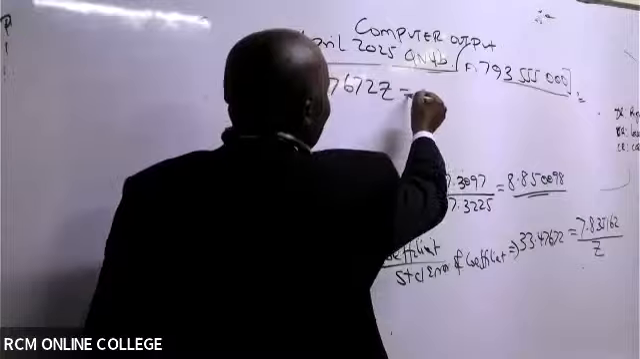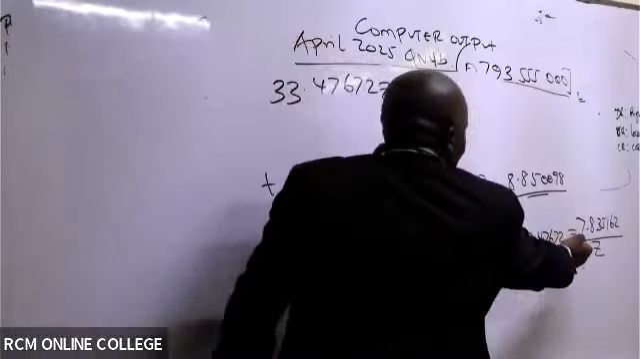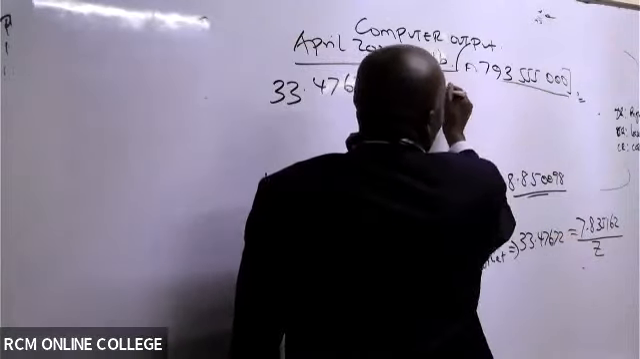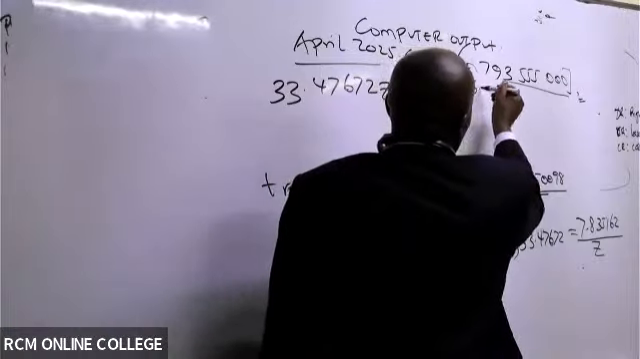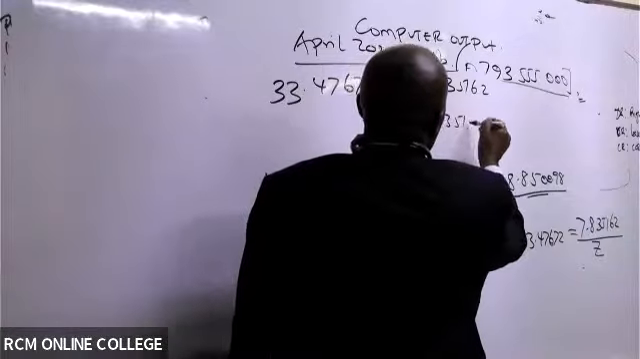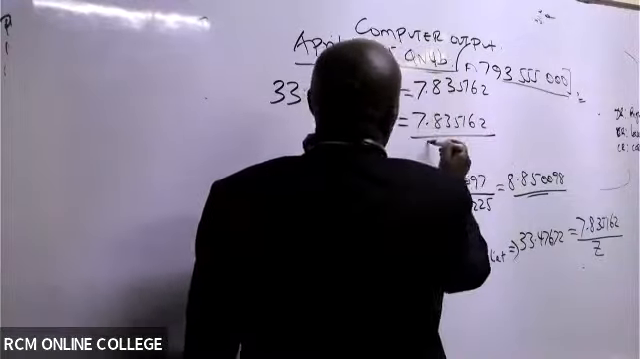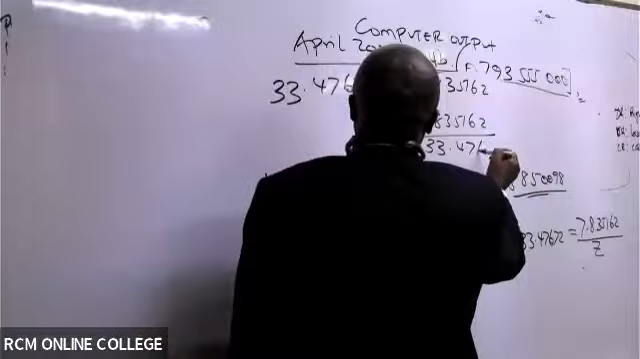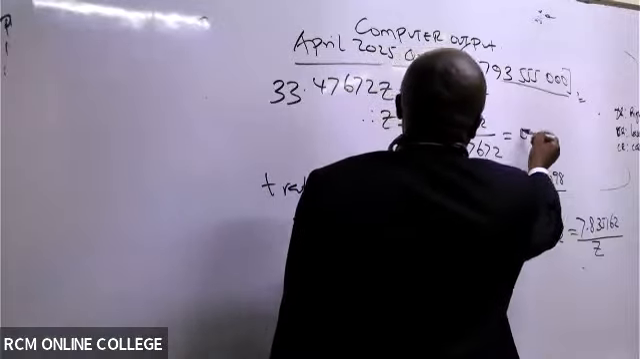So we are making Z the subject of the formula. So I'm bringing this Z, isn't it? Z equals 7.835162 over what here, somebody? 33.47672, like that. Which ended up giving you guys what figure?